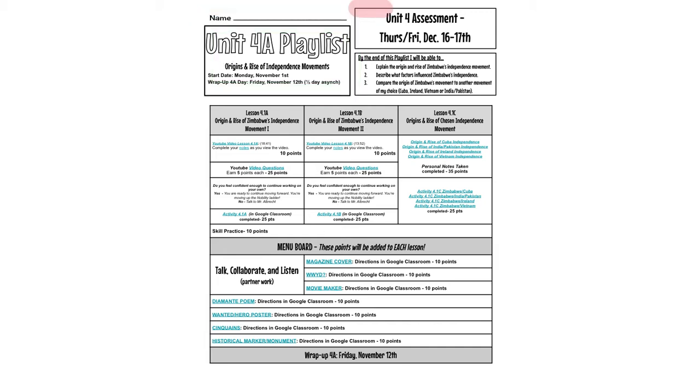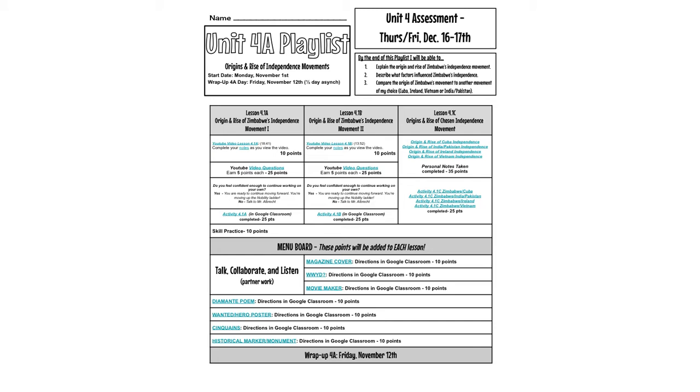In the upper right hand corner, you will notice in this box, very prominently displayed in bold, it tells you exactly what date your unit assessment will be. In this example, the unit assessment will be on Thursday or Friday, December 16th or 17th, depending on whether you're an A day or B day student. And lastly, this little box gives you the objectives of this particular playlist. It tells you by the end of this playlist, I will be able to, and it lists 3 different objectives that you should be able to do by the end of completing this playlist.